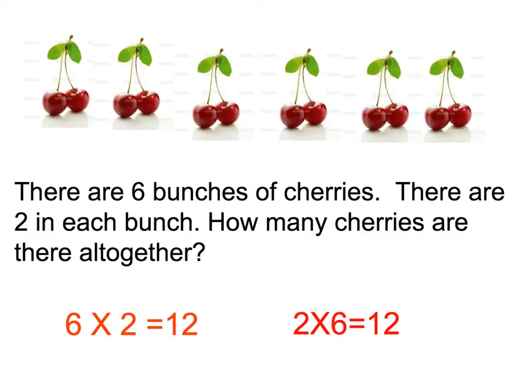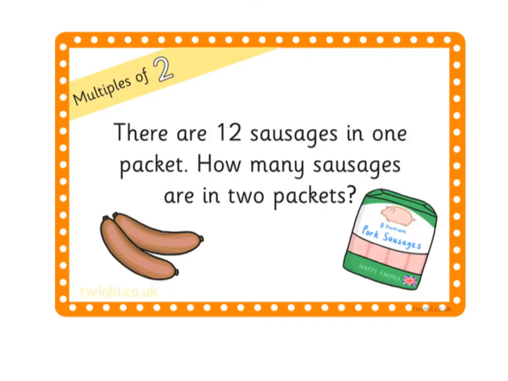So here we have another example. There are 6 bunches of cherries. There are 2 in each bunch. How many cherries are there altogether? So we can either look at that as 6 lots of 2 or 2 lots of 6. So you can see here 1 lot of 2, 2 lots of 2, 3 lots of 2, 4 lots of 2, 5 lots of 2, 6 lots of 2, or 2 lots of 6. There's 1 lot of 6 and there's another lot of 6.